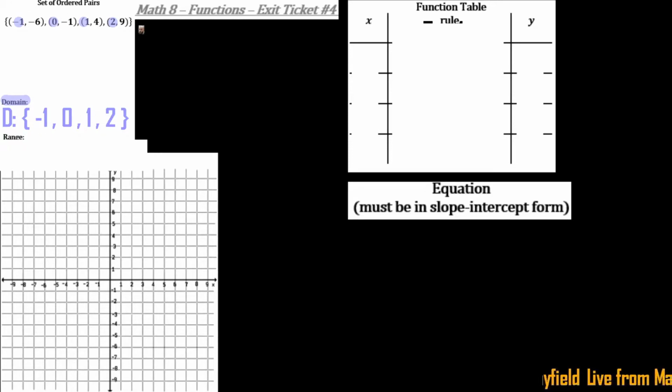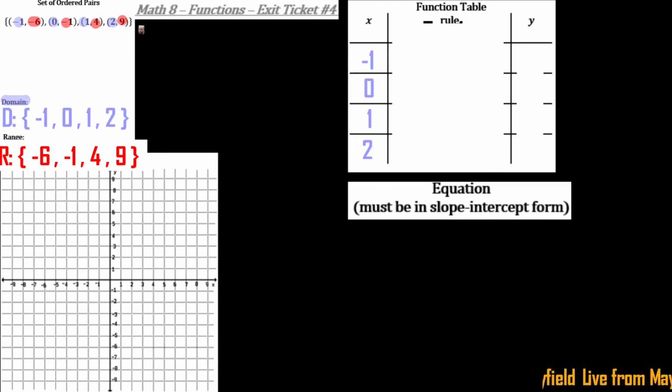And then for our range, same kind of idea. We're just saying that our range is -6, -1, 4, and 9. So again, make sure you can see how those are listed. Because we know our domain and range, we also know our x and y values for our table, which we can just simply write from least to greatest. That way they are lined up. And then make sure the y values correspond with that.